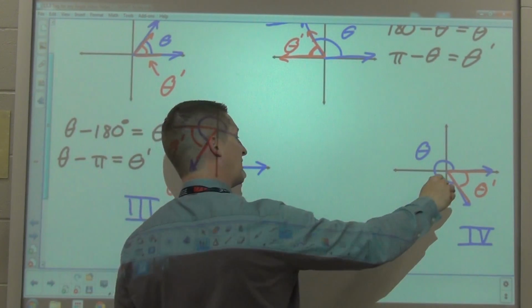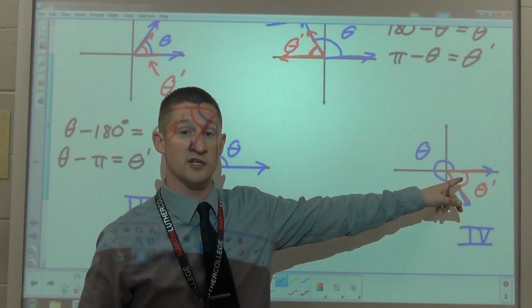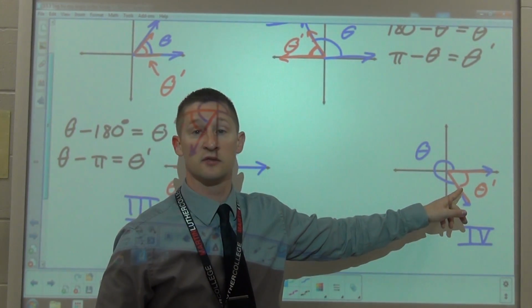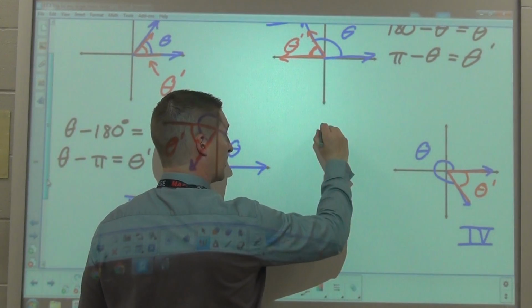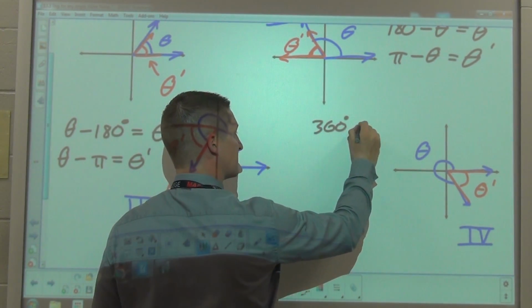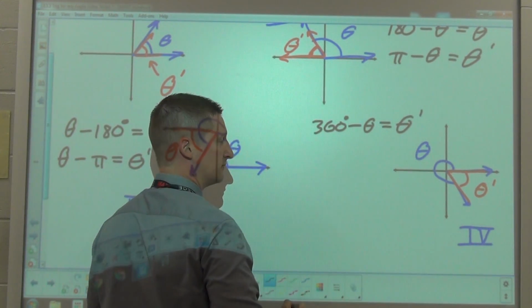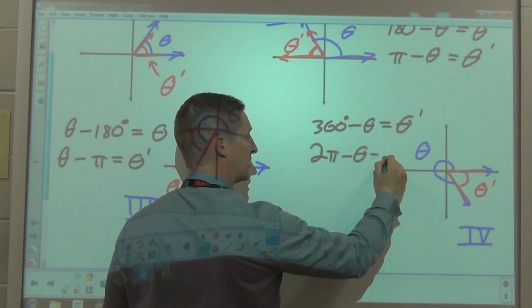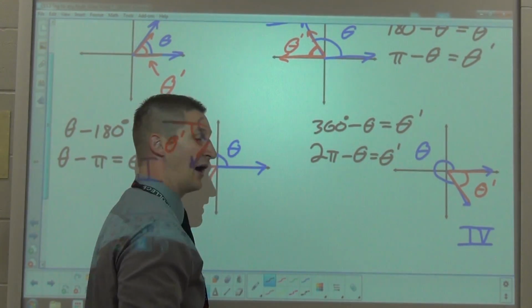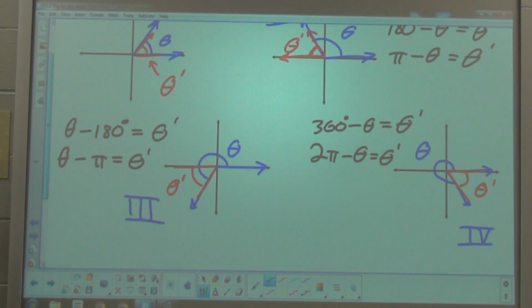In this case, if I want to find the measurement of theta prime, well, to go all the way around the circle would be 360 degrees. I came up short. So how short of 360 degrees am I? Well, to find that out, I take 360 degrees and I subtract whatever my angle might have been, and that will give me the reference angle. If I'm working in radians, I take 2 pi minus that angle, and that equals theta prime, my reference angle.